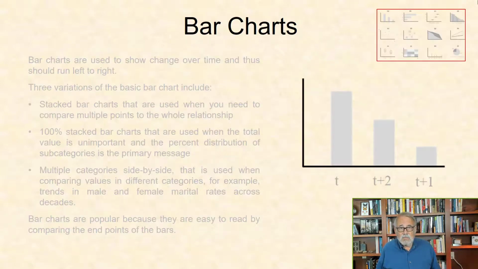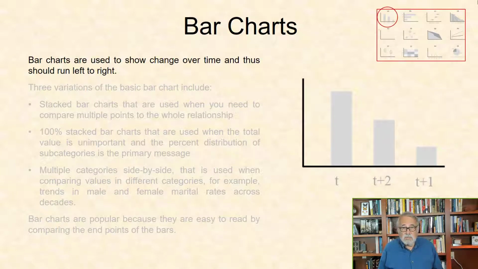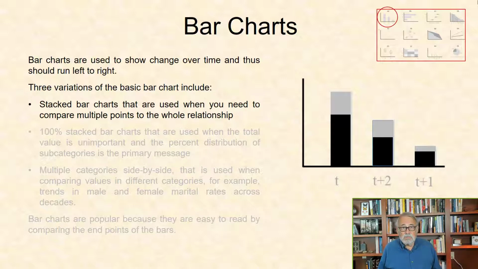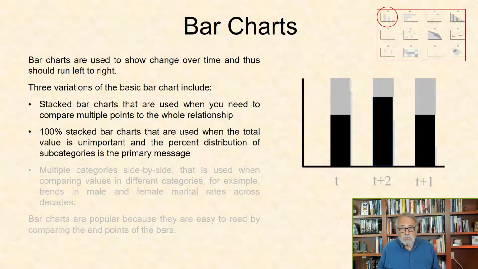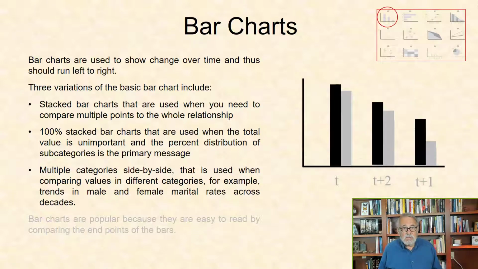The first graphic category I will cover is bar charts. Bar charts are used to show change over time and thus should run left to right. Three variations of the basic bar chart include stacked bar charts that are used when you need to compare multiple points to the whole relationship, 100% stacked bar charts that are used when the total value is unimportant and the percent distribution of subcategories is the primary message, and multiple categories side by side that is used when comparing values in different categories, for example, trends in male and female marital rates across decades.